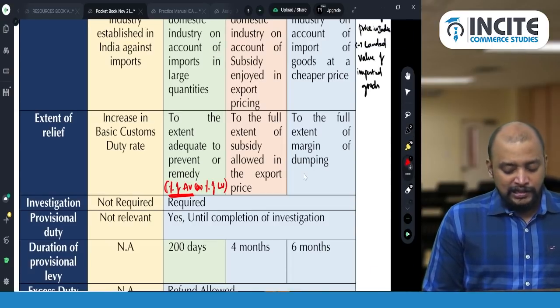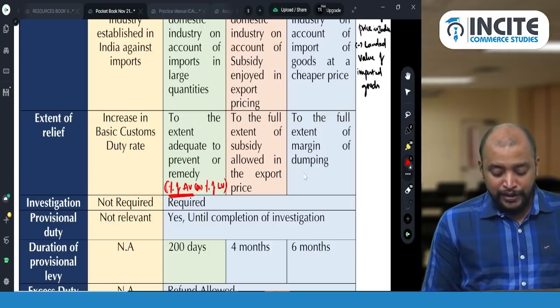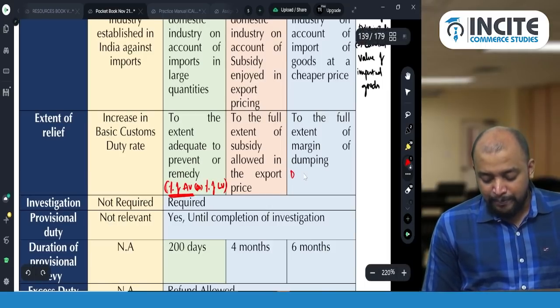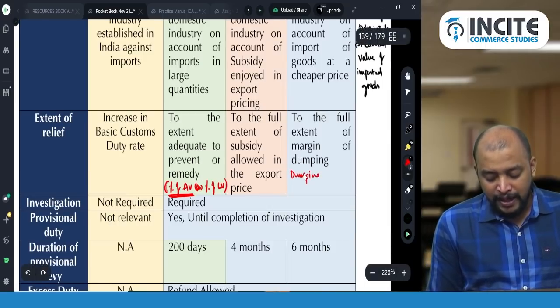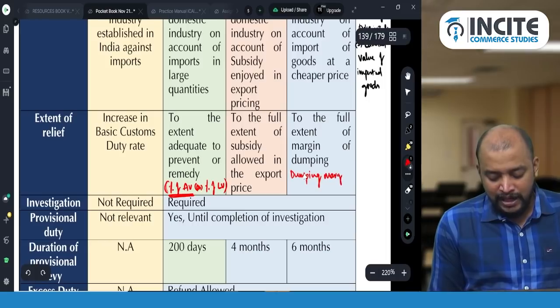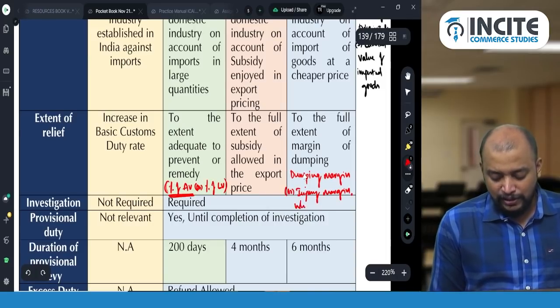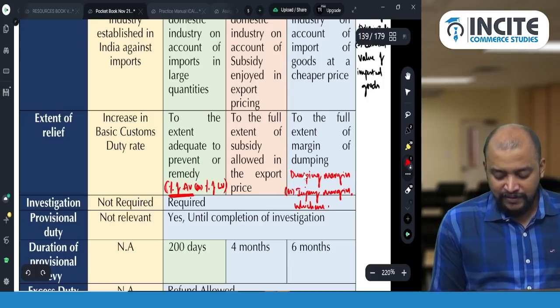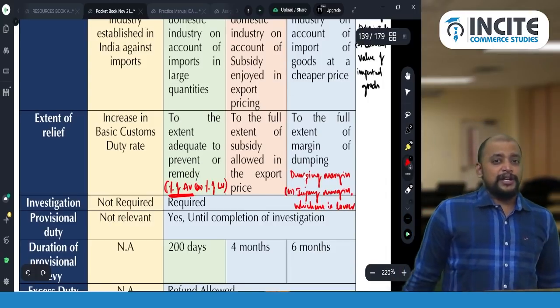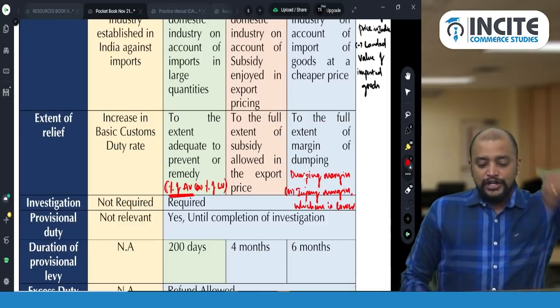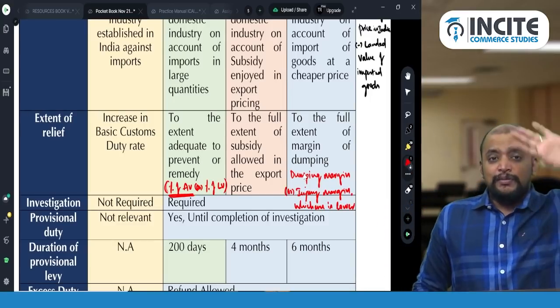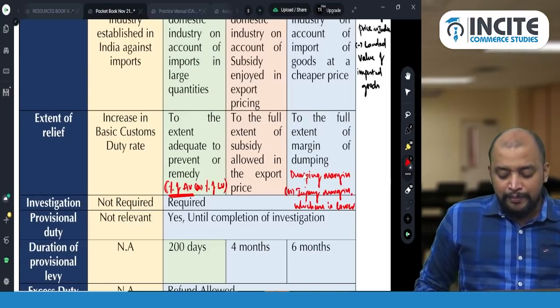So to the extent of margin of dumping, how to compute that? Dumping margin or injury margin, whichever is lower should be taken. Injury margin we already know. Then what is dumping margin?